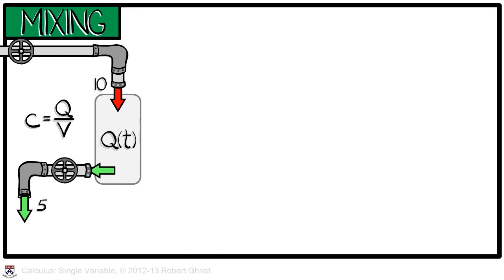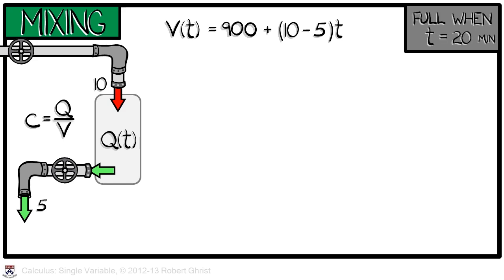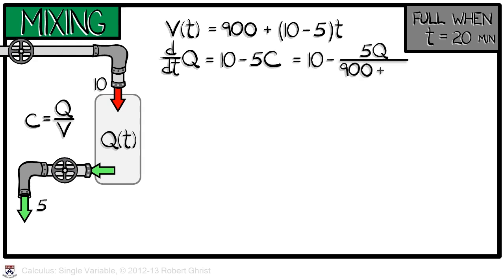By considering flow rates coming in and out, it's easy to see that the volume is the initial volume, 900, plus 5t, meaning that the tank will be full at precisely t equals 20. If we consider the time rate of change of the amount of additive, Q, that additive comes in at a rate of 10 gallons per minute, but the fluid is drained out at a rate of 5 gallons per minute. That drained out fluid is not pure additive, but depends on the concentration, C. Thus, we derive a differential equation on Q as follows: dQ/dt plus Q over 180 plus t equals 10.